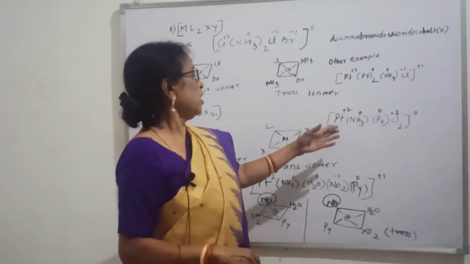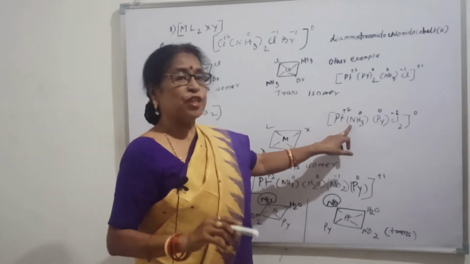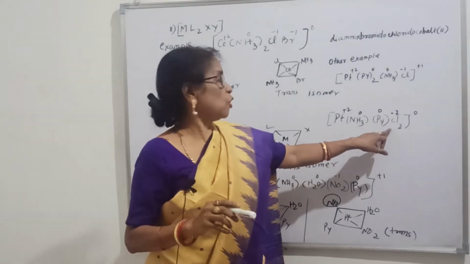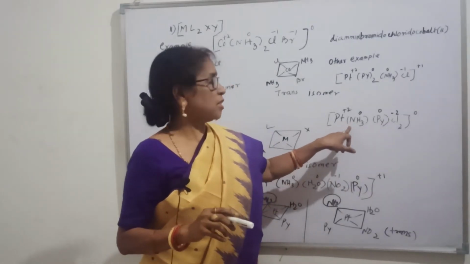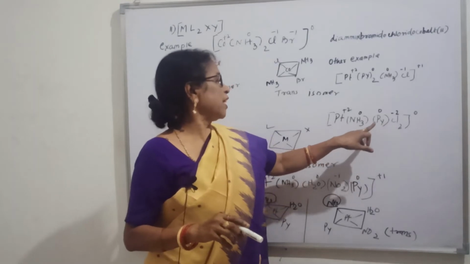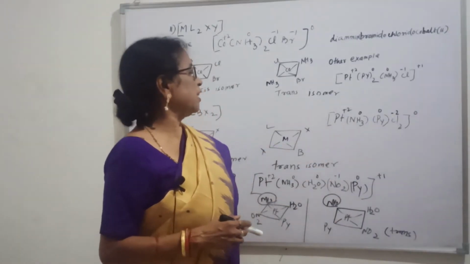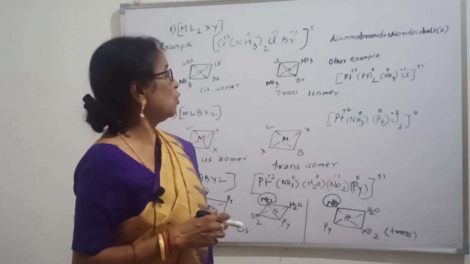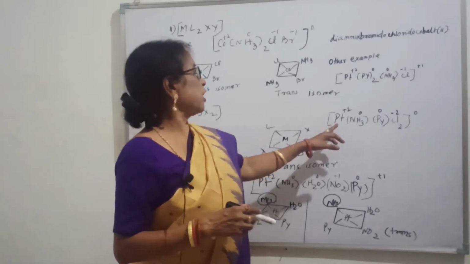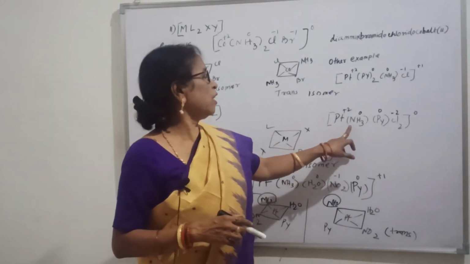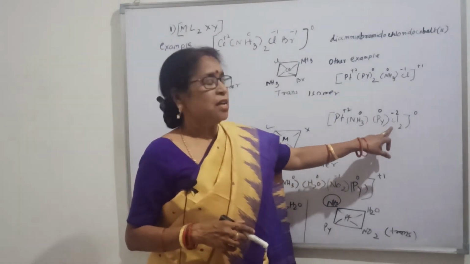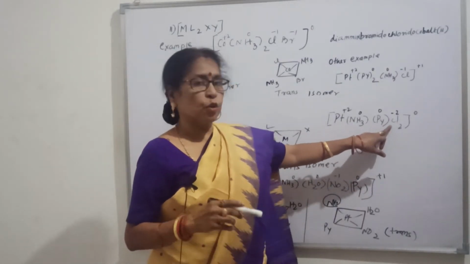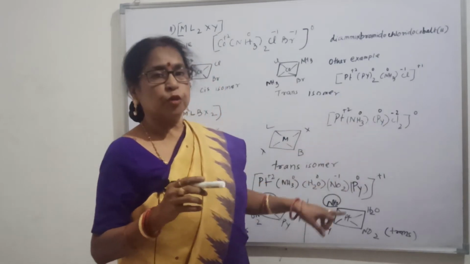Write the name yourself. What is the name? It is ammonia, amine first, pyridine, chlorido, dichlorido, chlorido. So amine first, chlorido second, alphabetically pyridine third. Like this you write the name: amine, chlorido, pyridine, platinum 2. Amine, dichlorido, pyridine. Again amine, dichlorido, pyridine, platinum 2.